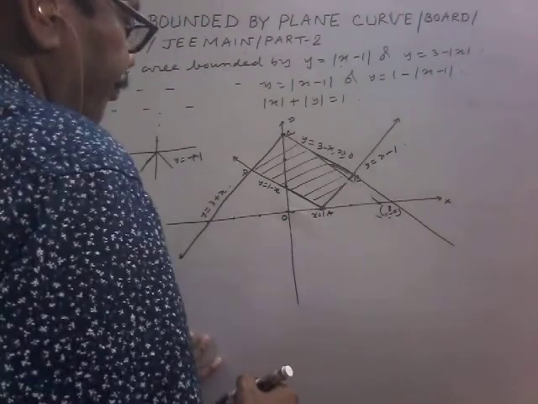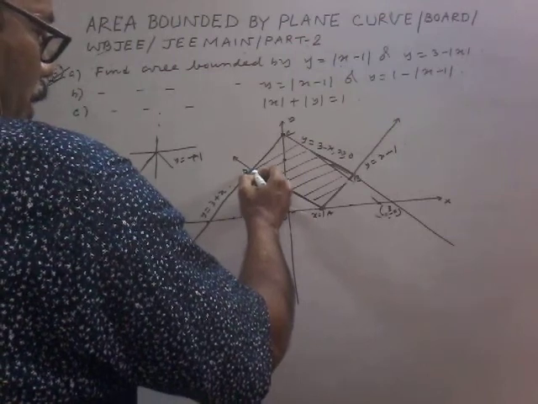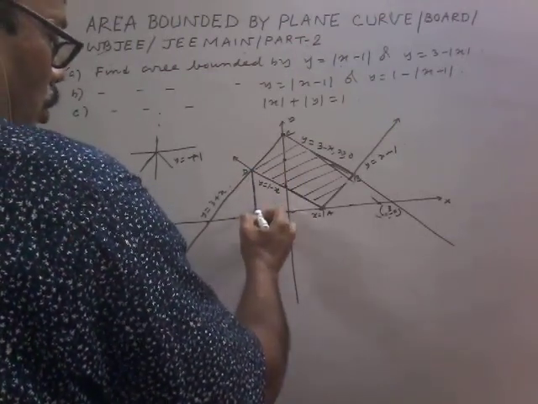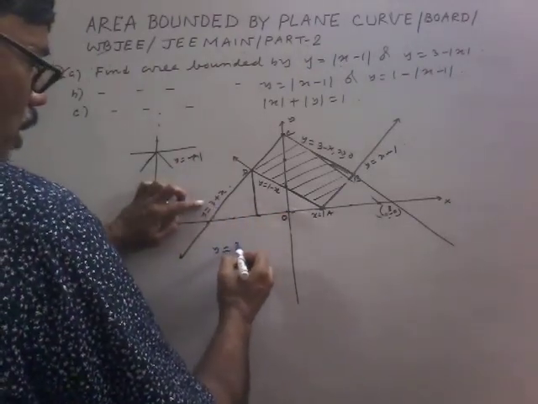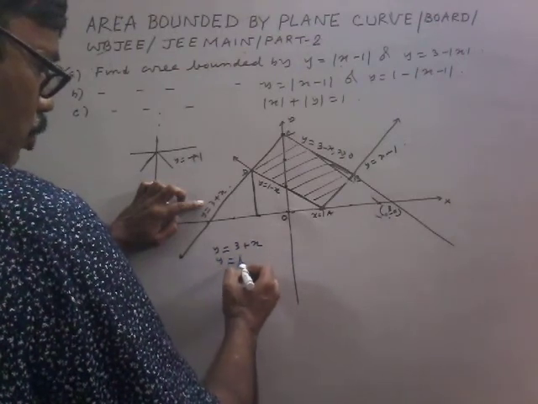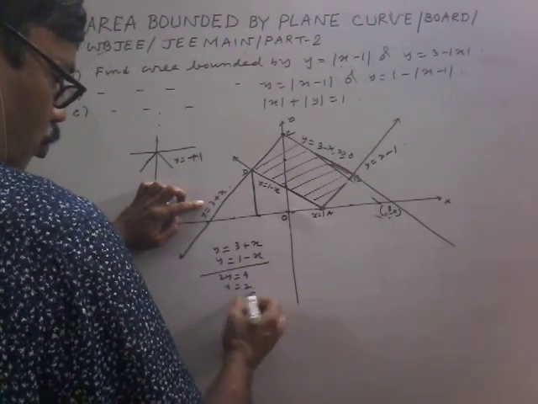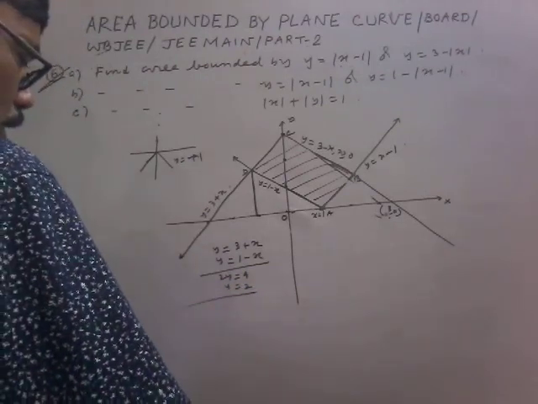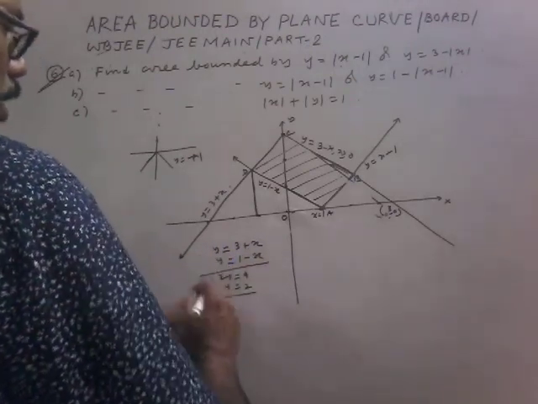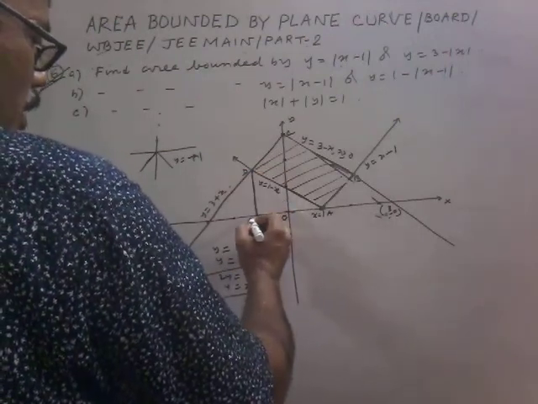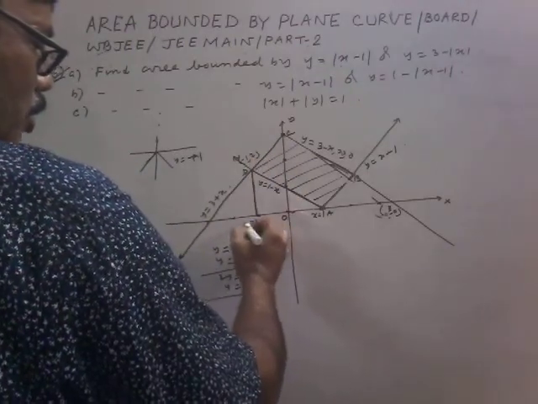Look, we need the coordinates of D. D is the intersection of y equals 3 plus x and y equals 1 minus x. So 2y equals 4, so y equals 2. And if y equals 2, x equals minus 1. So this is minus 1, 2. That is, this is minus 1, 0.